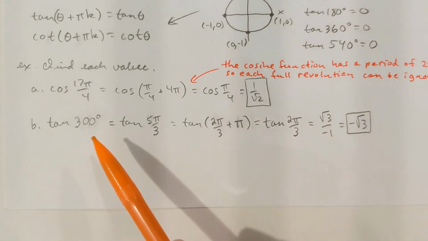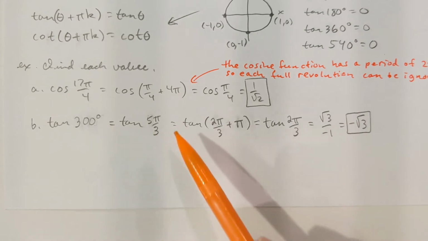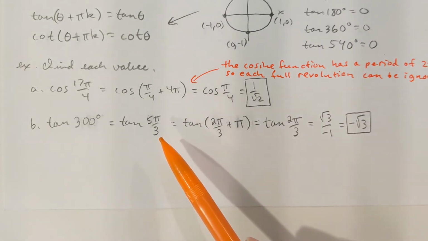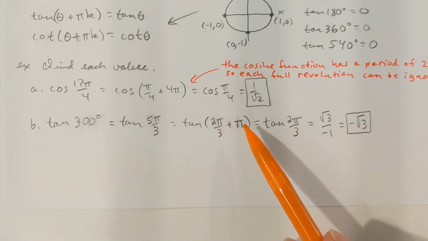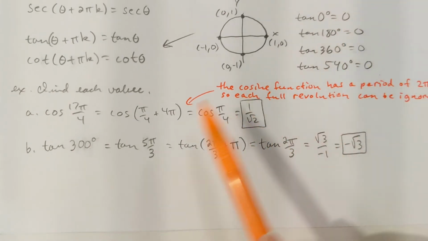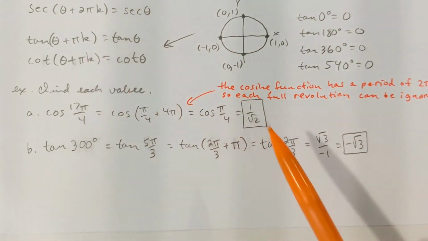Here's another one, tangent of 300 degrees. Well, in radian measure, 300 degrees is the same as 5 pi over 3 radians. And 5 pi over 3 is the same as 2 pi over 3 plus pi. And that's how I'd want to think of this, right? Because I said a moment ago that the tangent function has a periodic factor of pi radians.